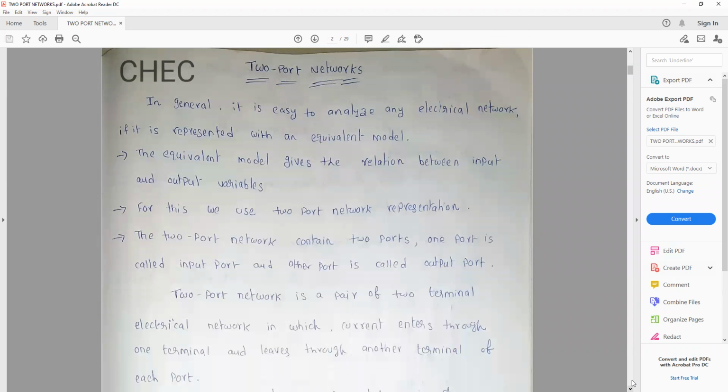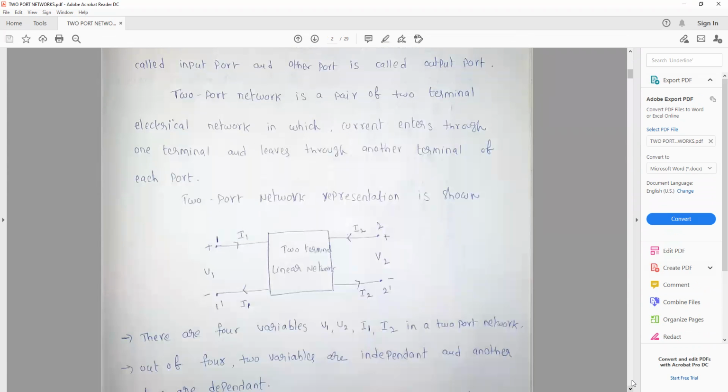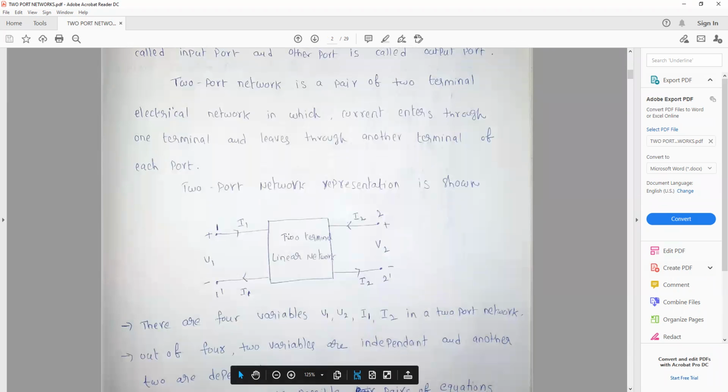Shall we go for two-port networks? Just a simple diagram I will discuss here. This is the two-port network representation. It is a linear network. So two ports means this is one port and this is the second port. This port is called the input port and this port is called the output port, where each port has two terminals.